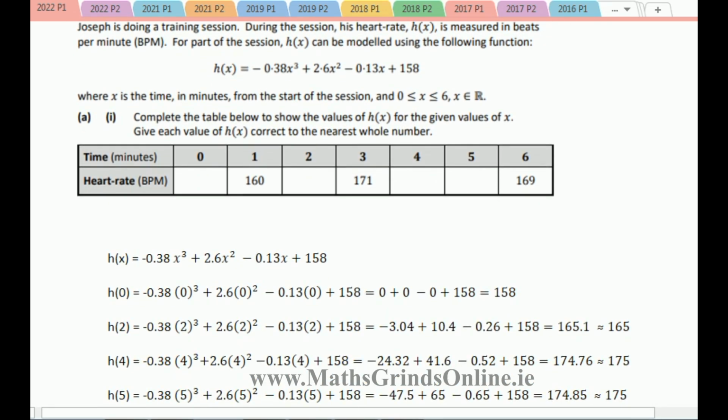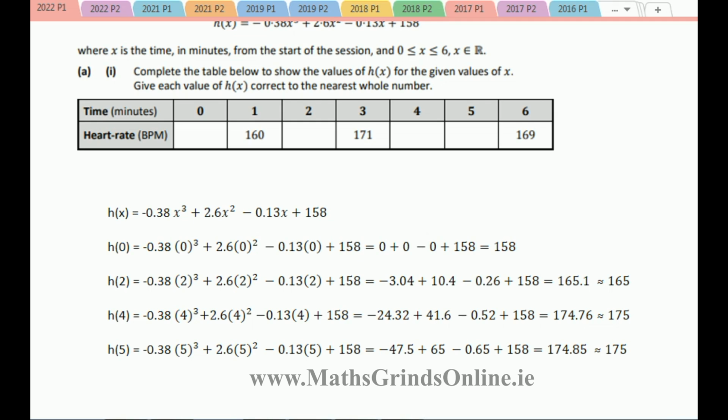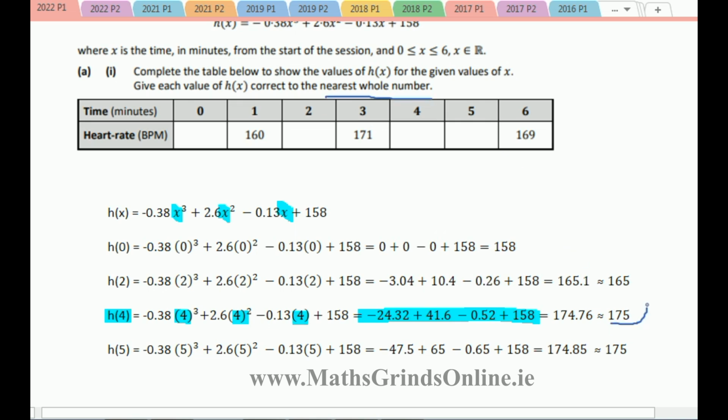I have all the calculations done out here for 0, 2, 4 and 5. So I'll just talk through when x is 4. Effectively what I'm doing is subbing in x is 4 in each term, so you can see that happens here. All my numbers are calculated out over here. Add them up, and I have done it to the nearest whole number, as the question says. So 175 was the number that I got there.